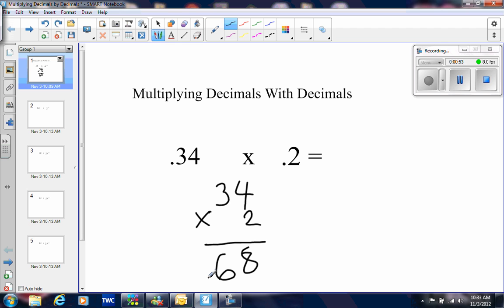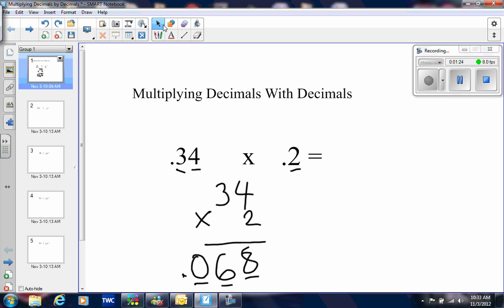If I was to put the decimal point right here, right before the 6, I would have 2 decimal places, 68 hundredths. But there are 3 decimal places in the problem, so I need to add a 0 here first. And then once I add a 0 there, now I can put a decimal point there, and I've got 1, 2, 3 decimal places. Just like I had in my problem, 1, 2, 3 decimal places. Okay? Alright, let's move on to the next.